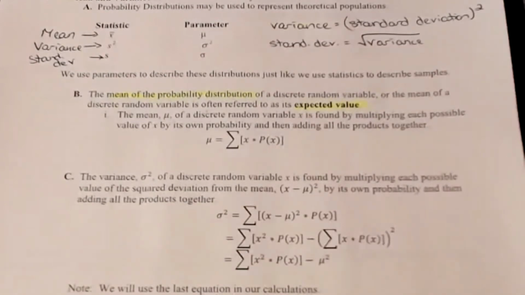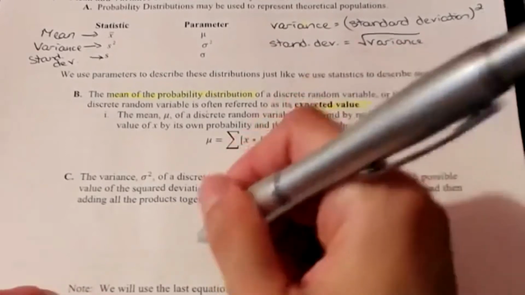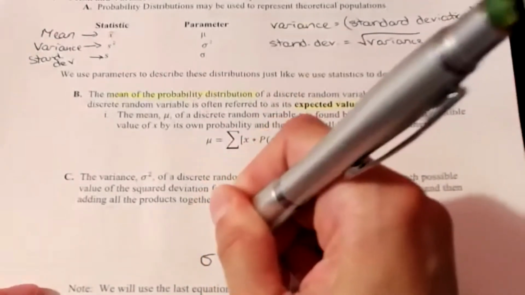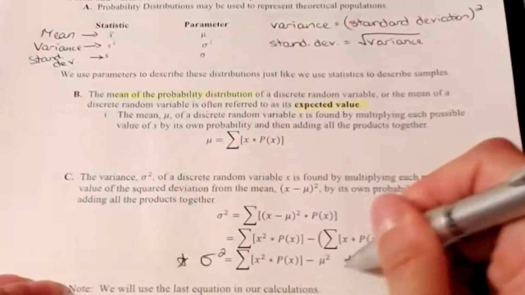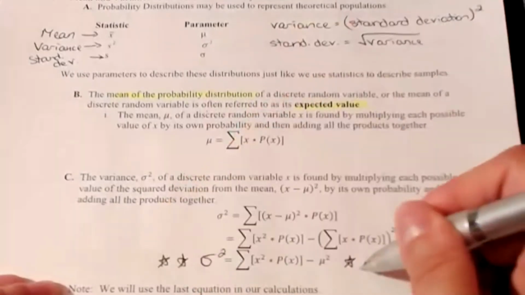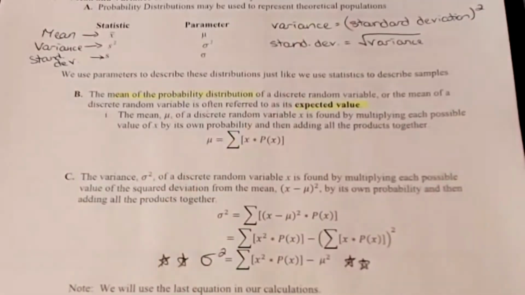So the variance, sigma squared, of a discrete random variable x is found by multiplying each possible value of the squared deviation from the mean by its own probability and then adding the products together. That is a huge mouthful. So this is a formula I want you to consider. This last one here, because this is going to help make everything really, really easy.